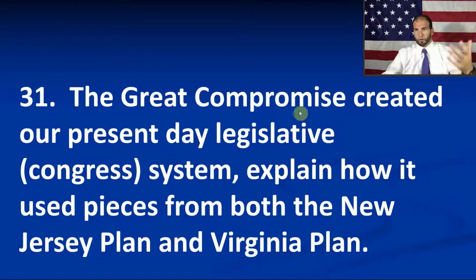So 31, the Great Compromise created our present-day legislative Congress system. Explain how it used pieces from both the New Jersey plan and the Virginia plan. So pause that, go through, answer that in 2 complete sentences. We've talked about that in detail.